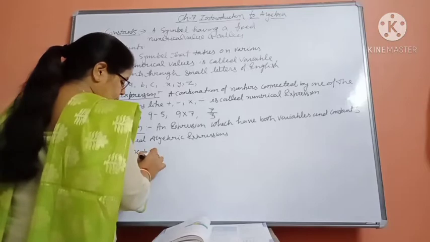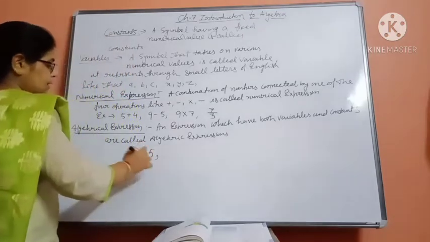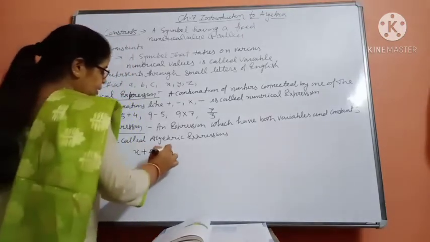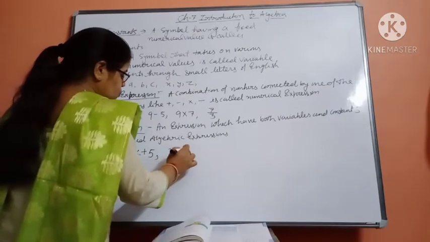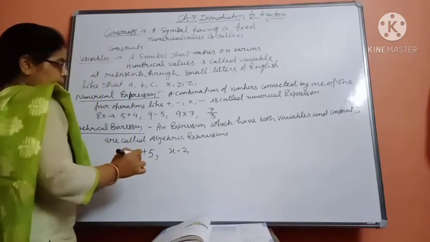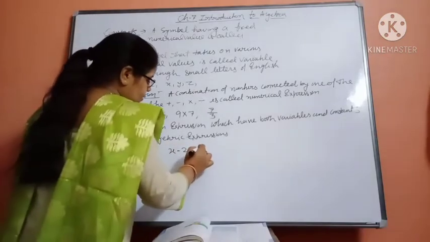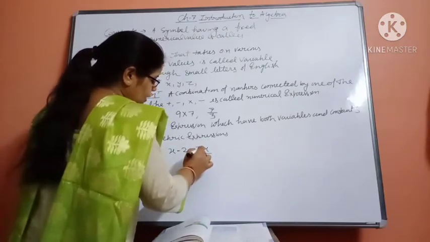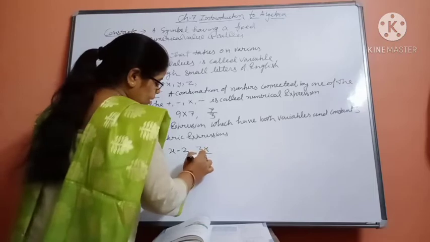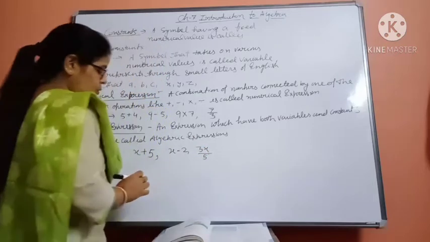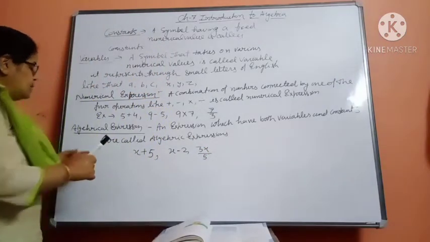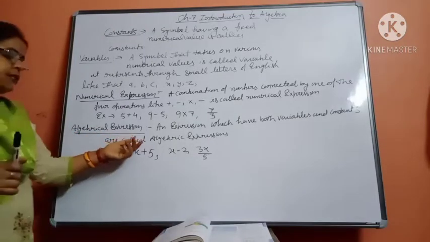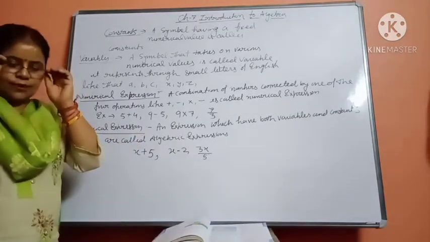Suppose I have taken x plus 5. Another example, x minus 2. Another example, 3x upon 5. So here 3 is coming in multiplication and it is divided by 5. So these are examples of algebraic expressions. Many more examples we can take.